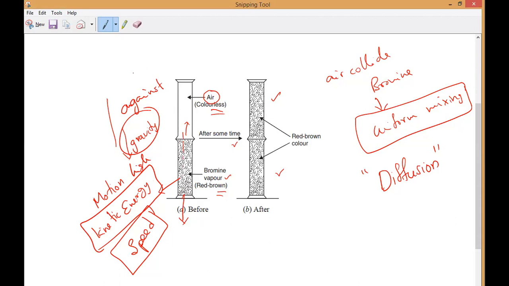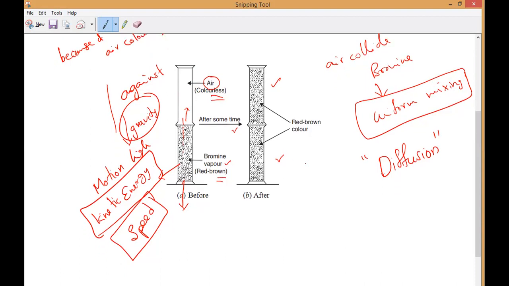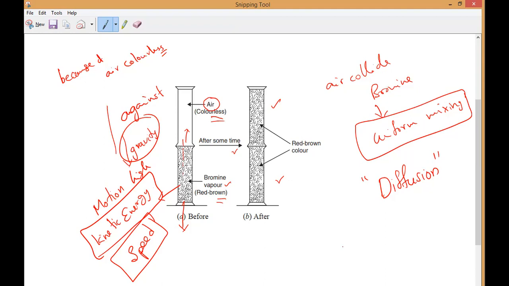Why, guys? Because air is colorless. So that is the reason we cannot see the movement of air particles. Only the movement of bromine particles can be seen because bromine has a color, red brown. Once bromine particles and air particles collide with each other, they finally get distributed uniformly. That is uniform mixing. So completely both jars appear red brown in color. This is the second experiment to show diffusion.